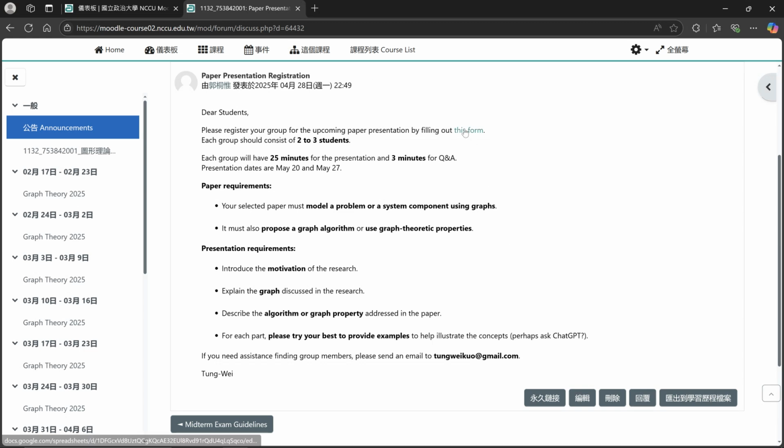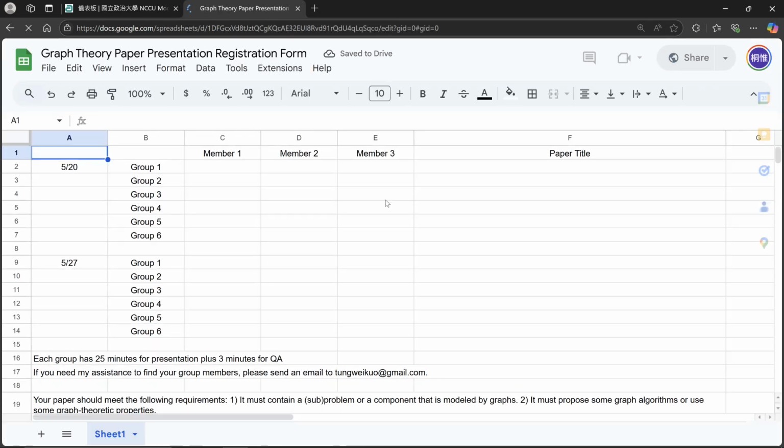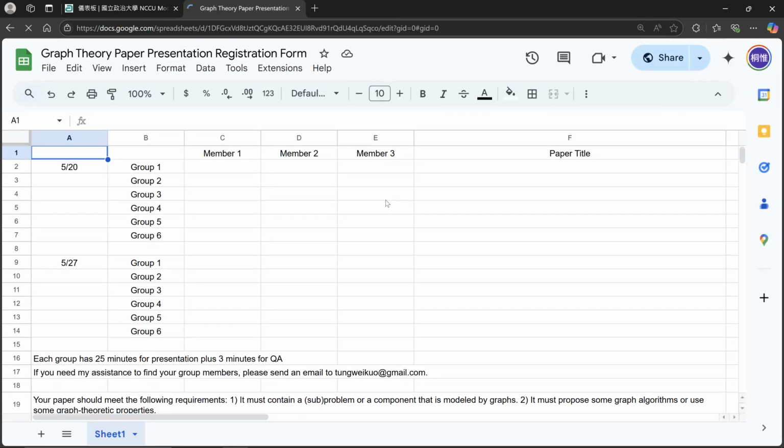And there's a Google form, okay, where you can fill in the group members and paper title, okay? And if you have difficulty in finding your group members, you can send an email to me, okay? And that's it, okay? So we have like 3 to 4 weeks to prepare the presentation. Well, it would be better if you choose some papers from top conferences or top journals.